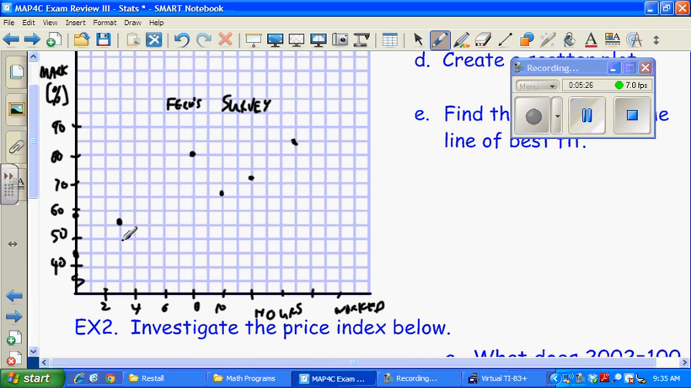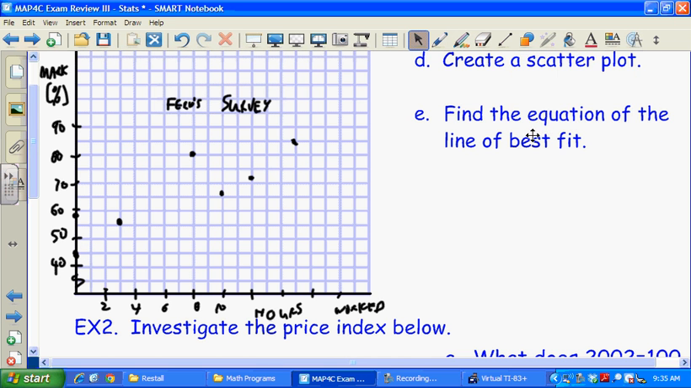And so I did a plot. Notice that I put a break in the graph here, and then did my scatter plot. And what's funny, the general trend, because the next thing we need to do is find the equation of the line of best fit. We need to draw a line of best fit.